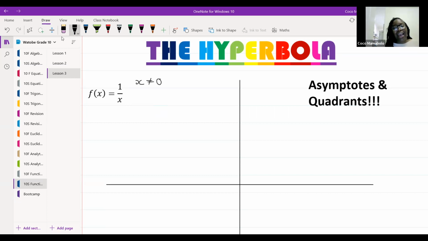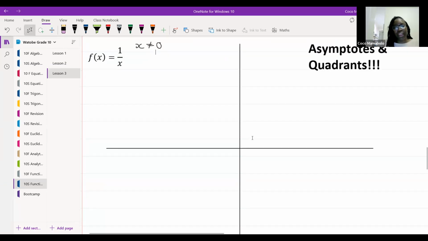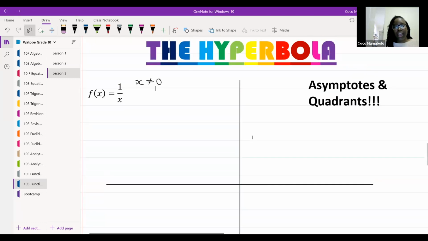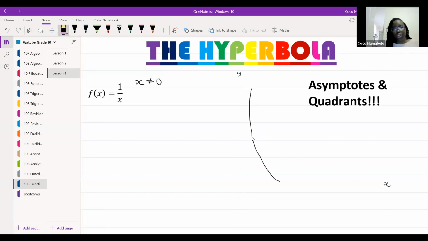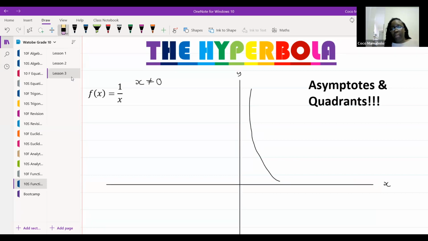Now, what this does, guys, it gives me a bit of an issue. If I'm trying to draw the graph of f of x, I'm going to get to this point, and then my graph is going to be like, whoa, you can't be where x is 0. So my graph can't touch 0.